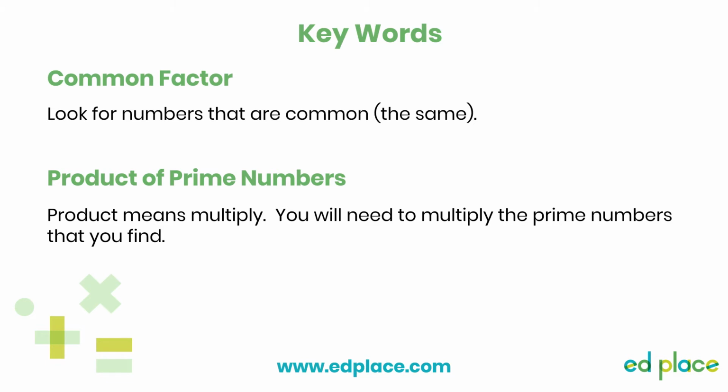Common factor just means we're looking for numbers that are the same. Product of prime numbers. The word product means multiply. We quite often see that on exam papers. So all you'd have to do is multiply the prime numbers that you find.